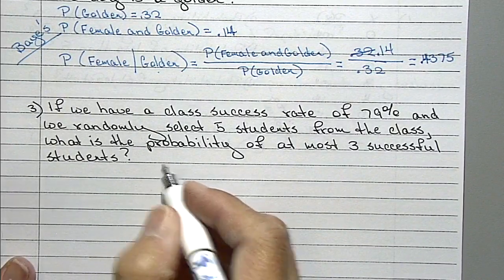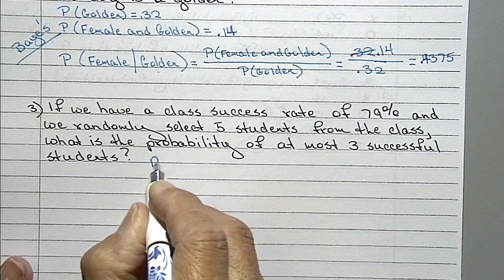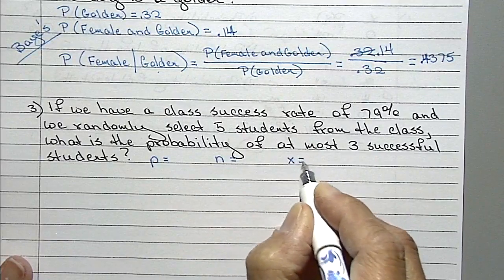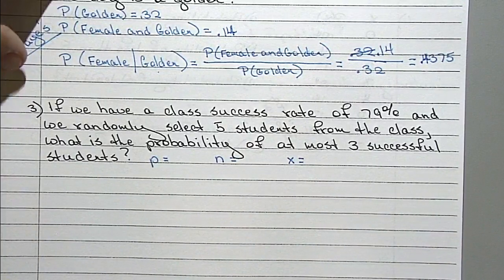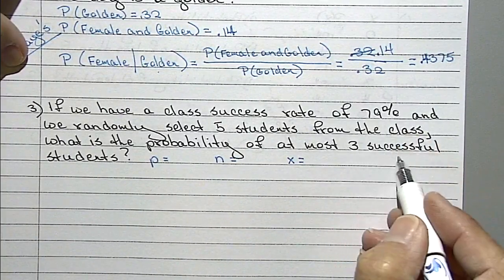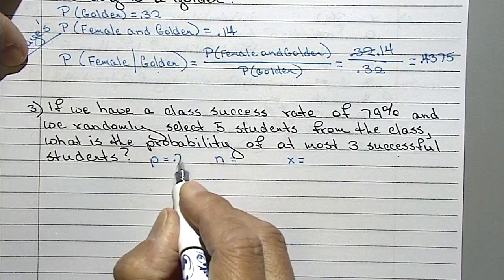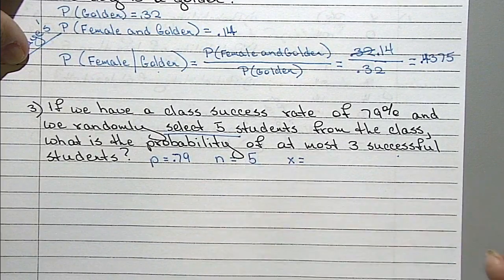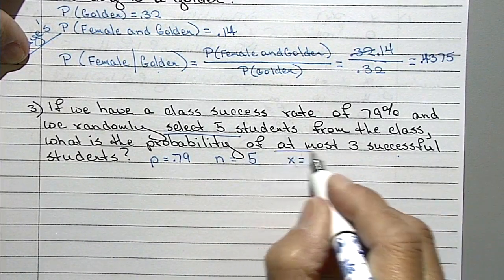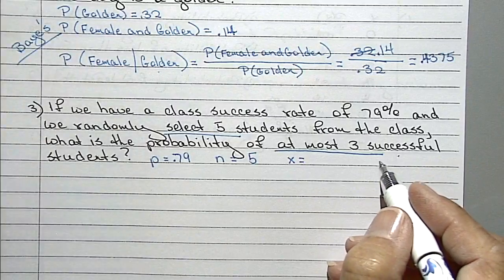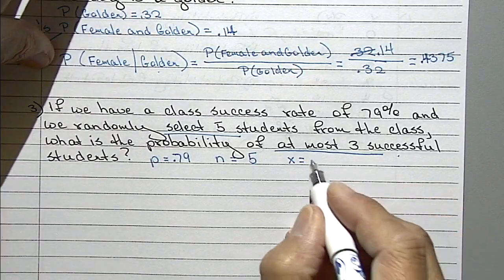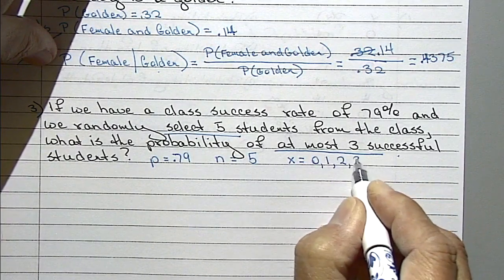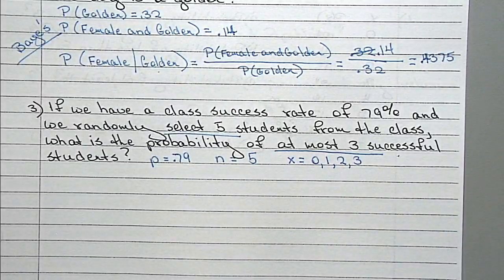So let's see if we can figure out the probabilities, what we need. We need P, and we need N, and we need X to do these binomials. Class success rate is 0.79, and they're asking about successful students. So that's my P. And then we said we selected 5. That's my N. And it said at most 3 successful. Well, now that's more than just one answer, isn't it? So at most 3 means it could be 0, or 1, or 2, or 3. Does that make sense to you?